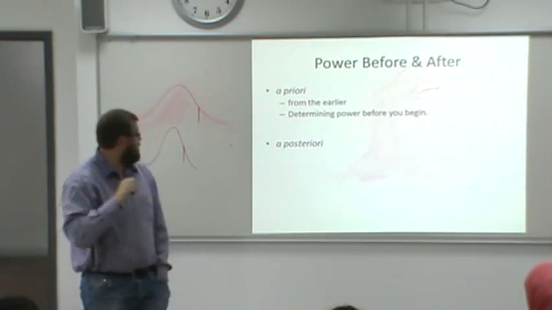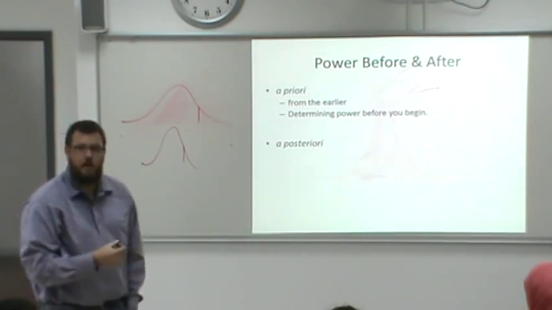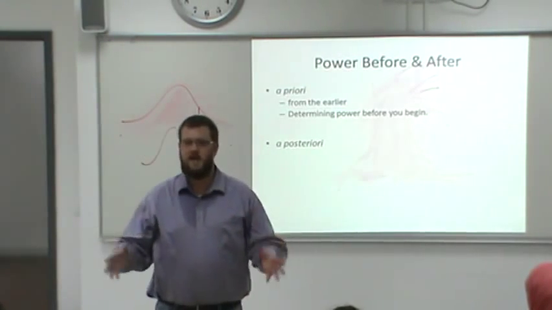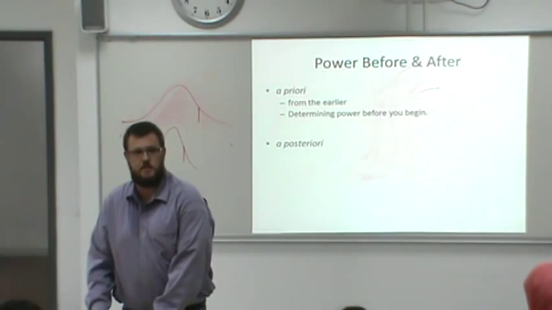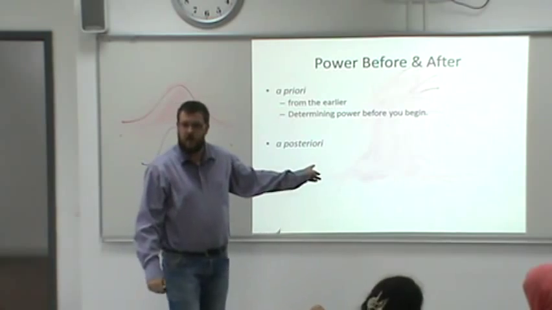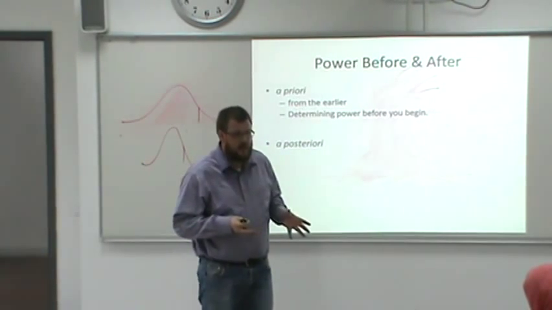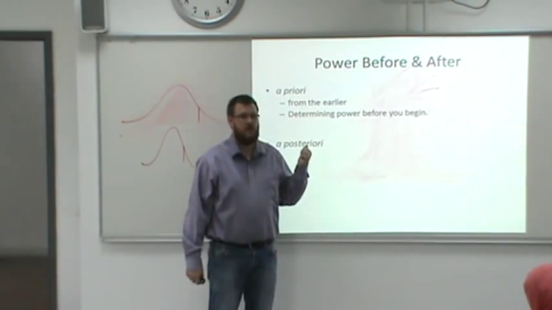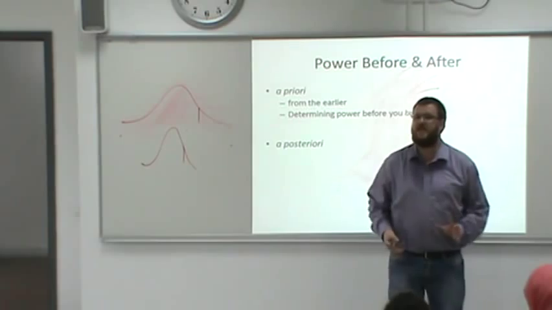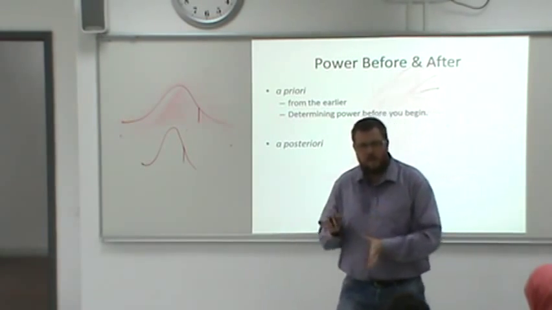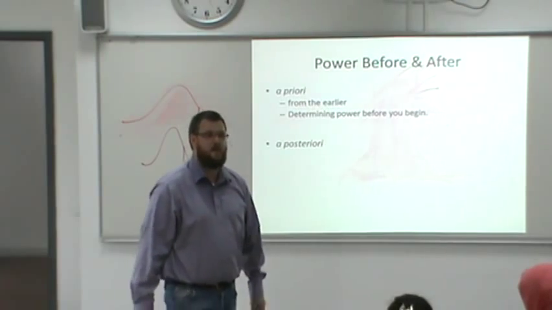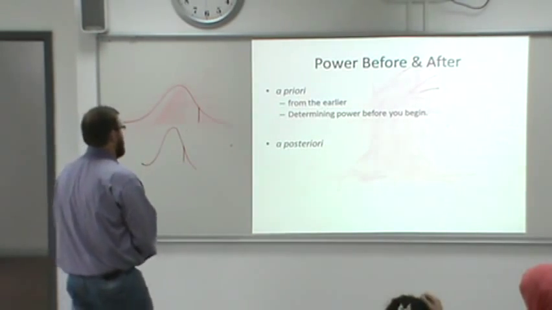So, what I just mentioned, power before and after, a priori. A priori means from the earlier. So this is determining power before you begin. This is like what I was saying in that last slide with effect size, right? Easy to do. I can determine myself before I ever start what effect size I'm interested in. We can calculate power before we ever collect any data. That's what I did here. When we calculated the power for a true probability of success being 0.6, I was doing this a priori. How much power would I have if I did this? How much power would I have if I increased alpha to this? How much power would I have if I increased sample size to that? I am playing with these different parameters to see how much power I'm getting. And then, when I am happy with the power that I have and the other parameters, I can start running my study.